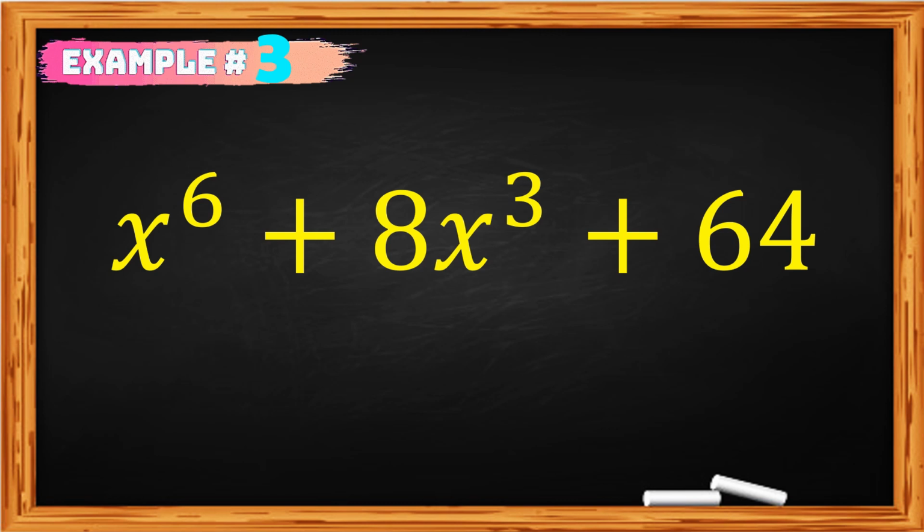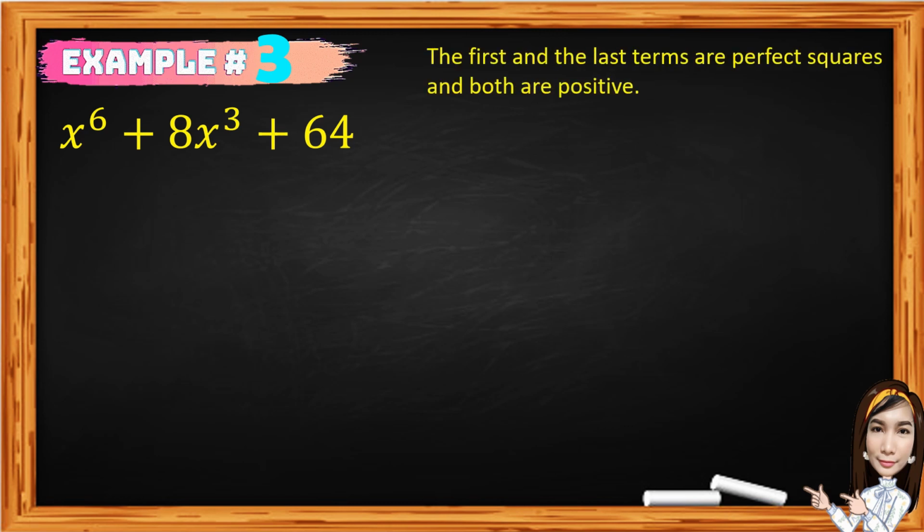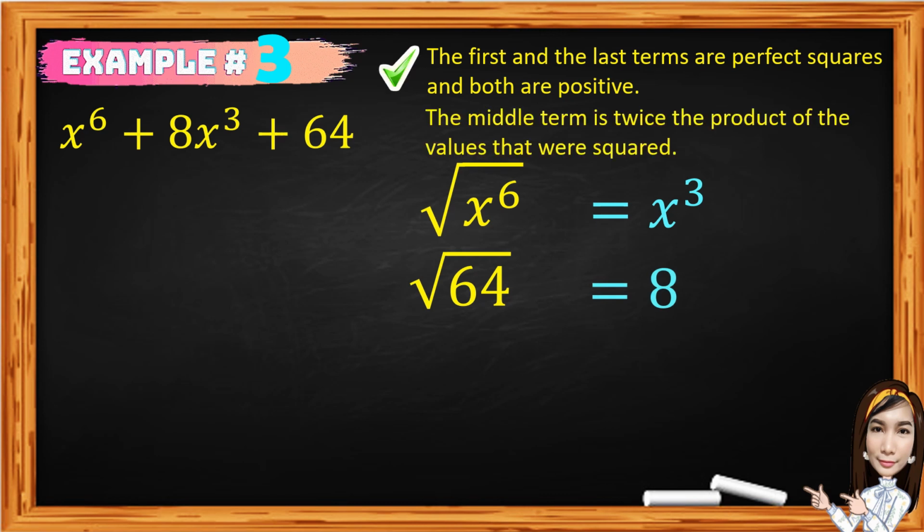For example, number 3, given x to the 6th plus 8x cubed plus 64. Let's see if the given satisfies the two conditions. First, the first and the last terms are perfect squares and both are positive. So we have x to the 6th and 64 are perfect squares and both are positive. So that is yes. The square root of x to the 6th is x cubed and the square root of 64 is 8. Next, we have the second condition.